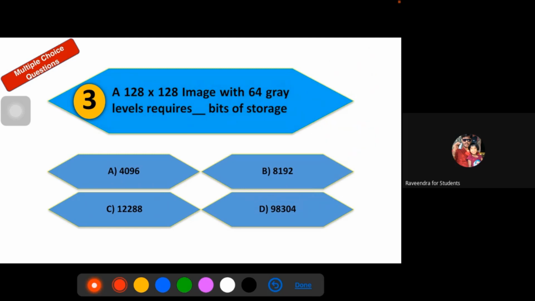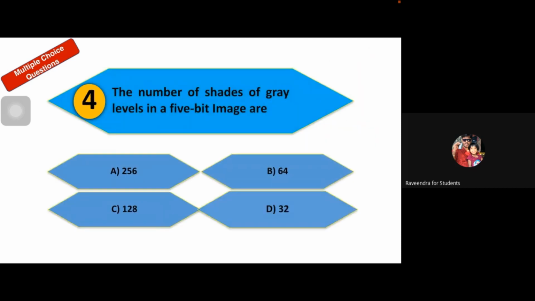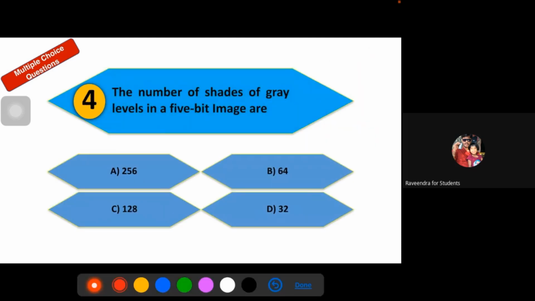Next, coming to the fourth one, the number of shades of gray levels in a 5-bit image. So 5 bits. So what is the formula? 2 power 5. So 2 power 5 is 32. So the option is 32. Option D is the right answer.